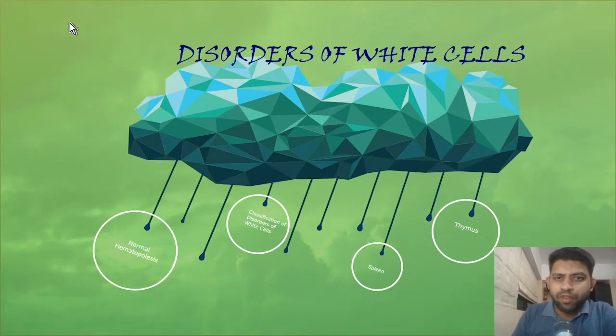The disorders of white blood cells can be classified in different ways. Today we'll look at a classification which is given in Robbins.